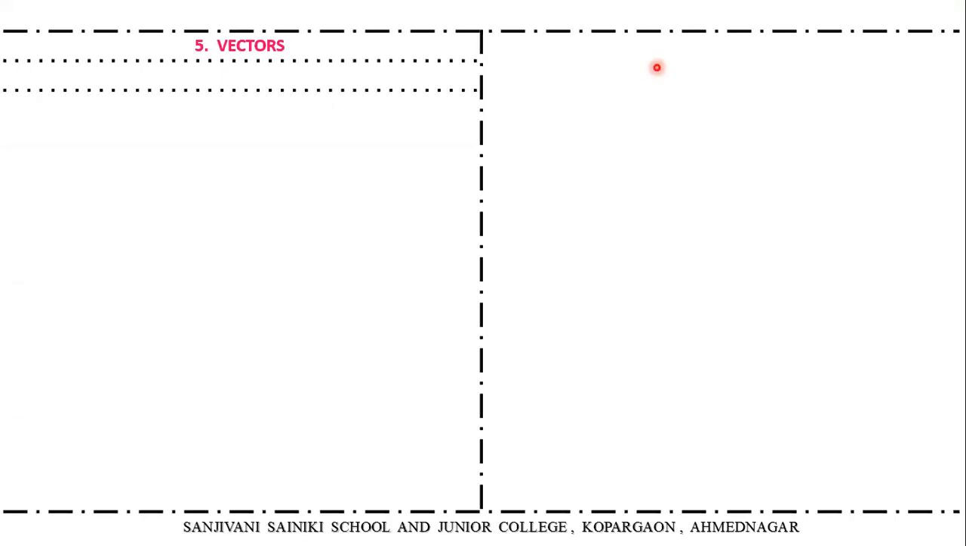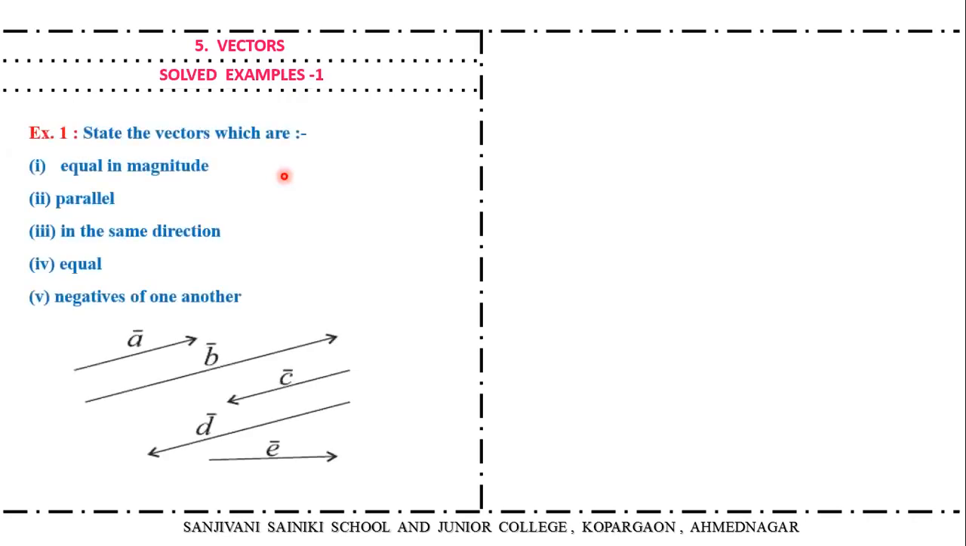Vectors. Today we are going to see solved examples on collinearity and coplanarity of vectors. Example one: state the vectors which are equal in magnitude, parallel, in the same direction, equal, and negative of one another.